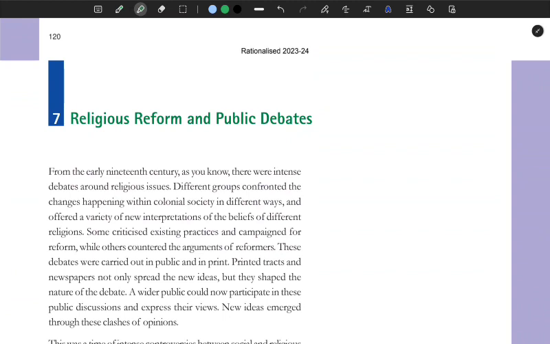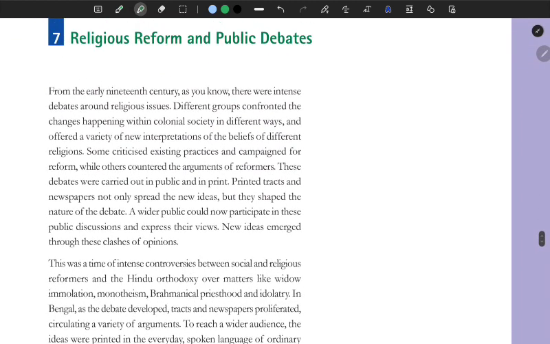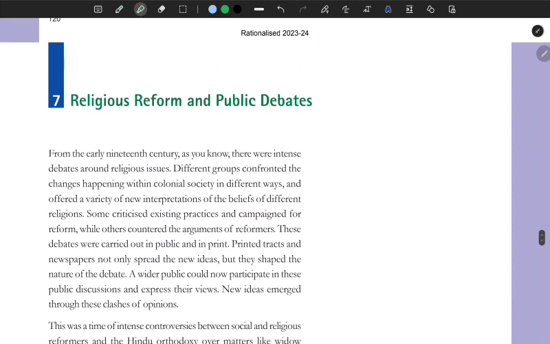Okay, and then even English printing began in India, and when the East India Company came, they wanted books to educate people, to make them learn how to administrate or how to be in the civil service of the British. Like that, they started printing books, obviously. And we need to learn about religious reforms and public debates.